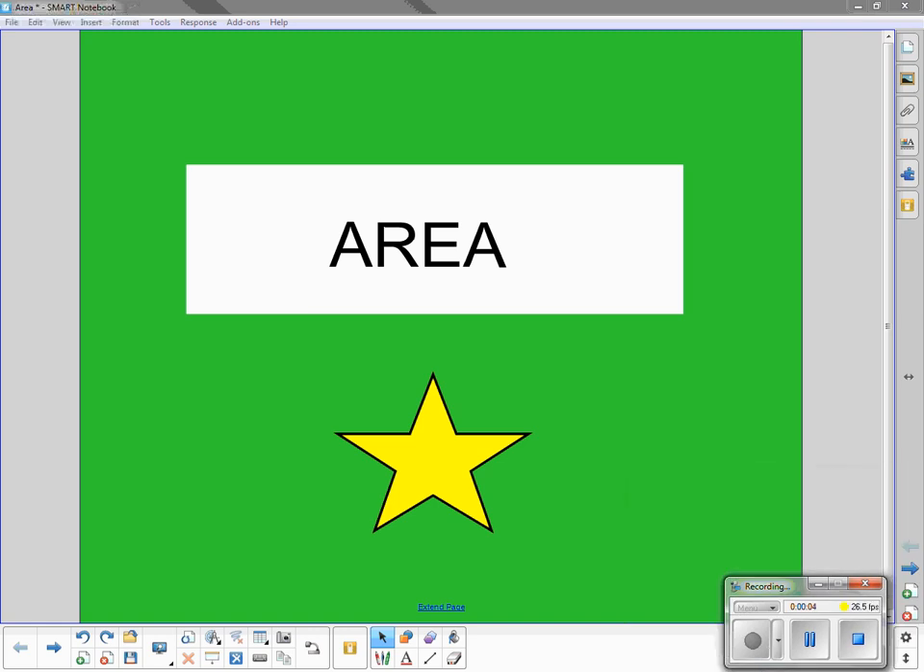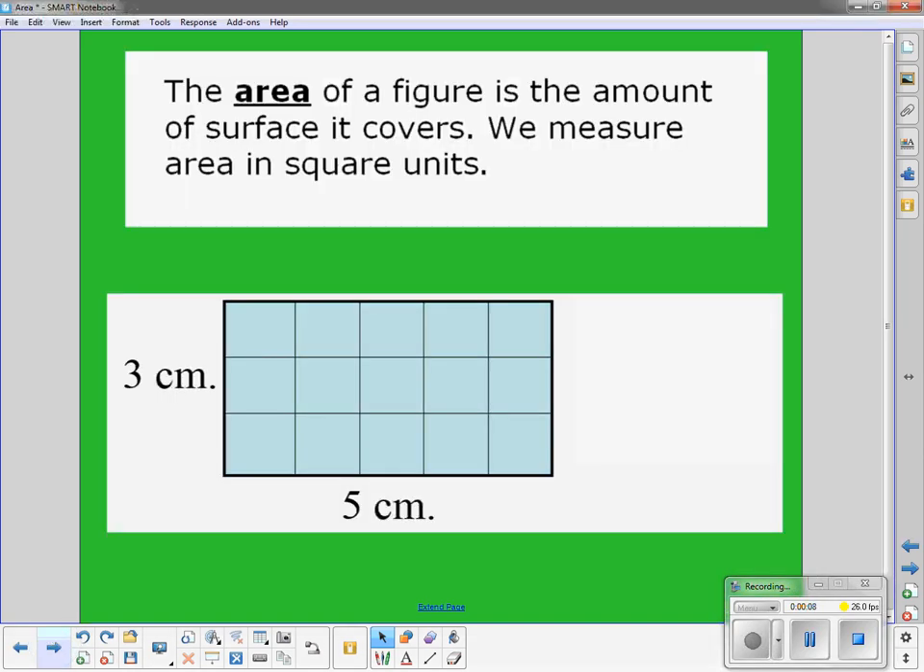In this video, we will be learning about area. The area of a figure is the amount of surface it covers. We measure area in square units. Looking at this example below, we see that this rectangle is 3 units tall and 5 units across. And since we measure area in square units, we are really measuring how many squares fit inside of this rectangle.